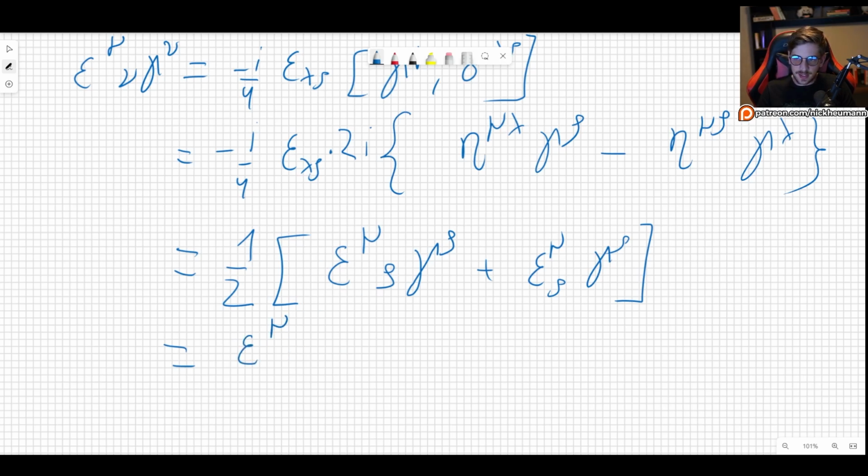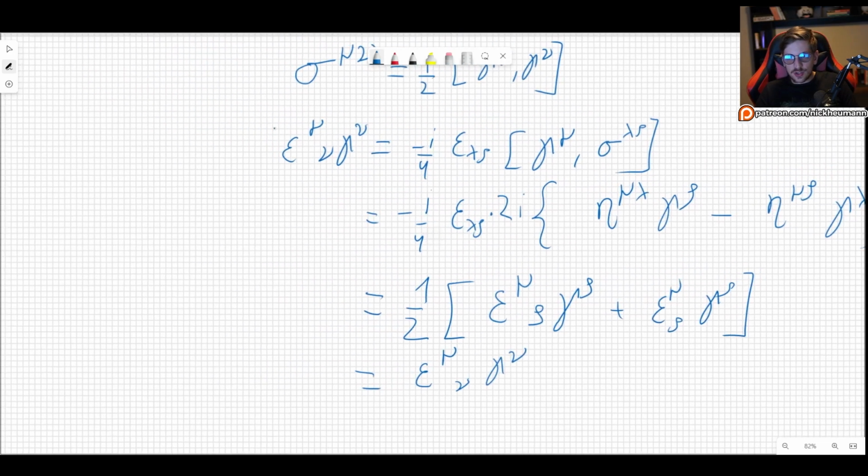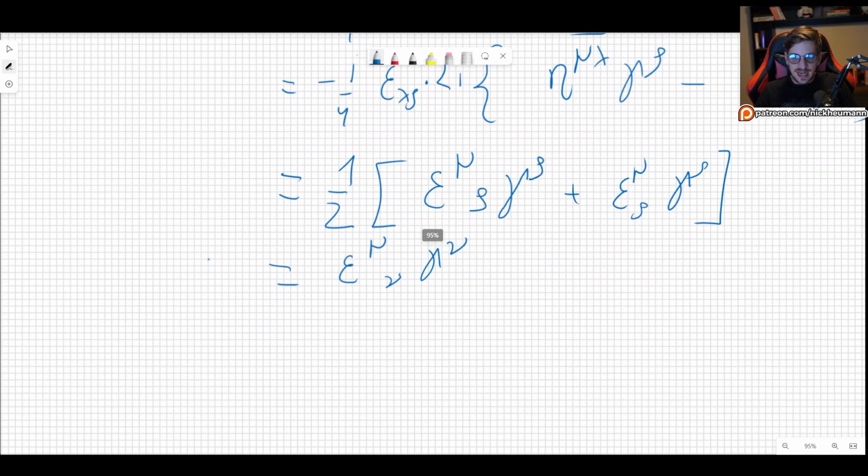So we have epsilon mu rho and gamma rho. And well, I guess we used to call it nu. I guess I could have called it nu now. So epsilon mu nu, gamma nu. So that does indeed coincide. So what we just showed is that our matrix M mu nu is indeed sigma mu nu. And if you want to write it like this, of course, it's now sigma mu nu.